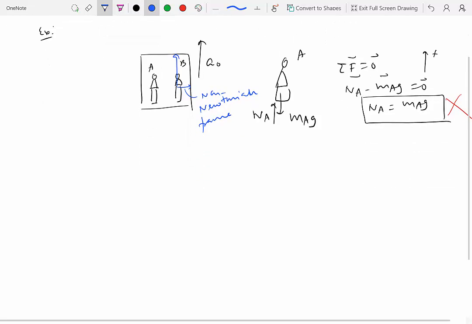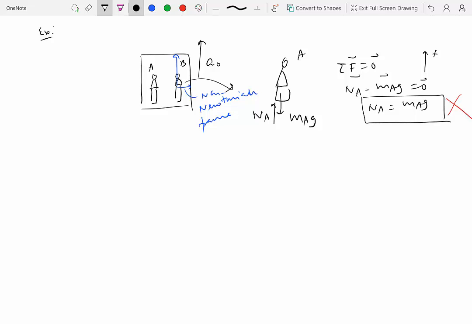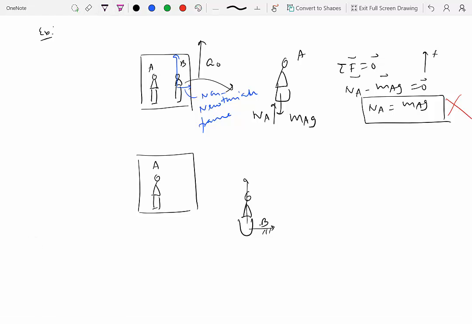So how would this analysis be fixed? Well, it's really very simple. He would have to step out of the elevator, essentially turn himself into a Newtonian or an inertial reference frame. So we'll draw this again. There is you, which is A, and now B is actually standing on the ground, right? And this is a fixed reference frame, which means that the acceleration of this frame is actually 0 because this frame is not moving.